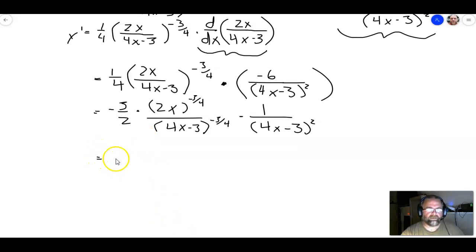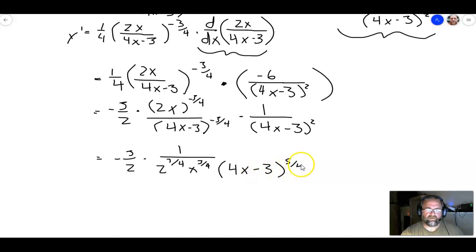So this is going to be equal to negative 3 over 2 times, so we'll just have a 1 on top here. We're going to bring that down to the bottom, and I'm going to apply those separately. So I'm going to have 2 to the positive 3/4 power times x to the positive 3/4 power, and then we're going to combine these two. Negative 3/4 plus 2 is 5/4. So this is times 4x minus 3 raised to the 5 over 4 power here. That's all on the bottom.